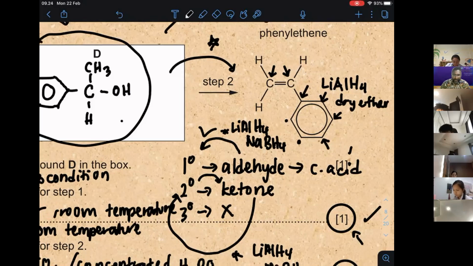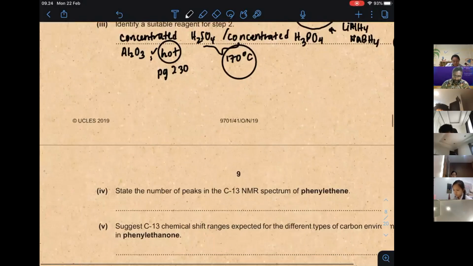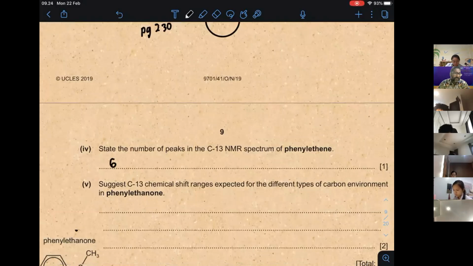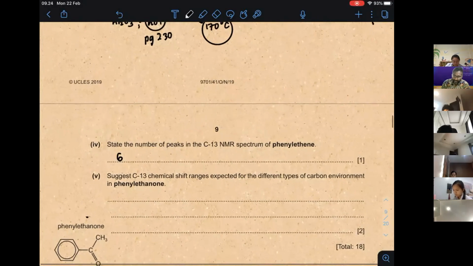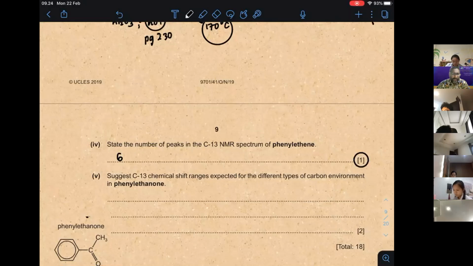And you can see now, roughly when you do 3 papers already, this is the third submission. So 3 papers, you can see when I go through with you, they always try to assess you on this, 1 mark and another 2 marks related to this. So it's always like that. They are not going to ask you a lot, but they will definitely be asking about this. Now, suggest the carbon-13 chemical shift ranges expected.